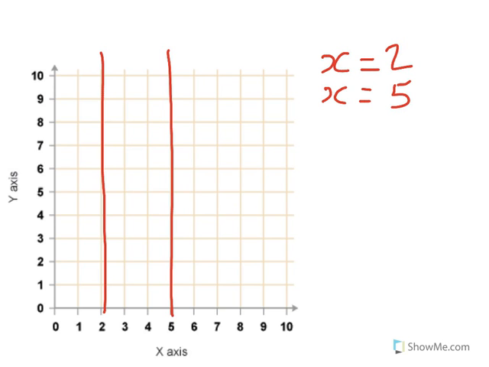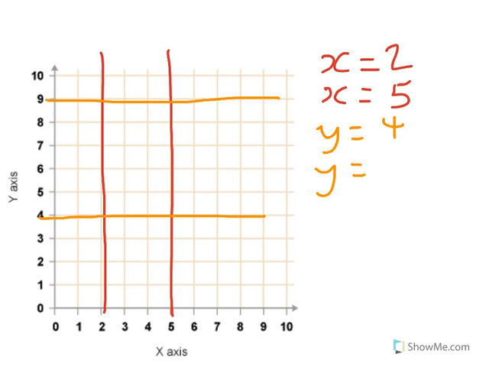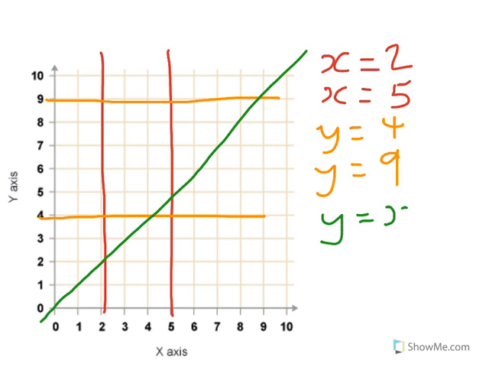Similarly, if I drew something through the y-axis there, that would be called y equals 4, or here, that would be y equals 9. I'm just going to draw one more for you. If it goes through 0, 0 and it's perfectly diagonal, this line would be called y equals x. Perfectly diagonal line through 0, 0 would be called y equals x.